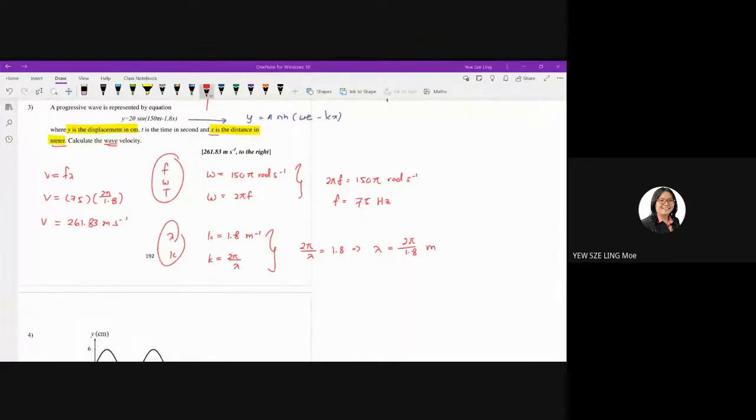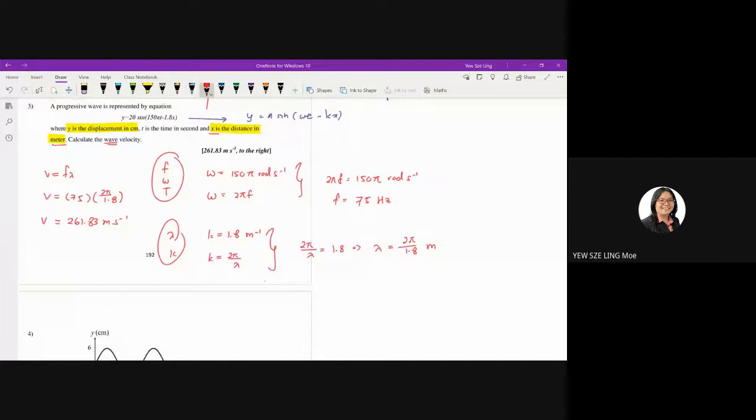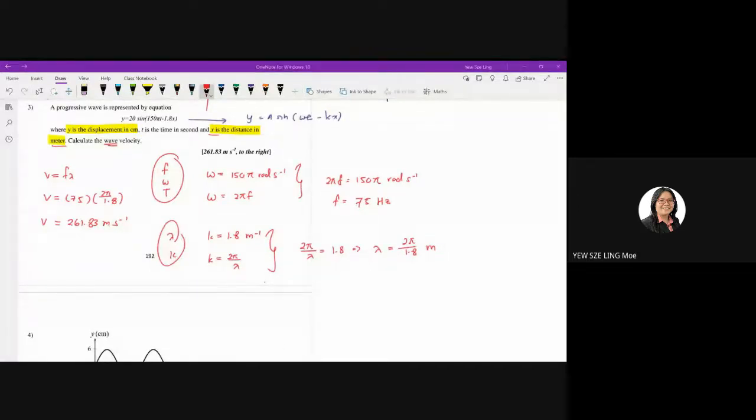Question number 3 just shows you how to choose the right unit for the right variable. y is in cm, so your amplitude is 20 cm, but x is in meter, therefore lambda is in meter. This is just a very simple question. One minute for you to write down, then we will move on to question number 4, forming an equation from a graph. Then we are done for today's section.